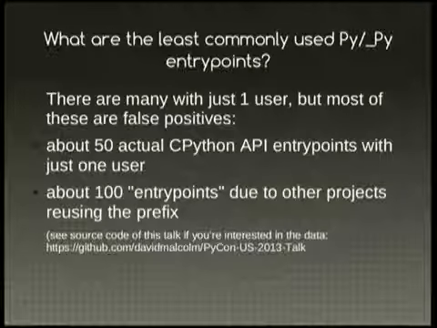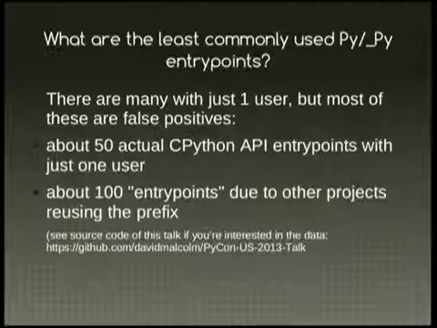And in terms of the long tail, there are lots of entry points in the CPython API that just get used once in this whole corpus of data. And in fact, when I looked at these, it turned out that two-thirds of the entry points were people violating PEP 7 and using Py-something for their function name.